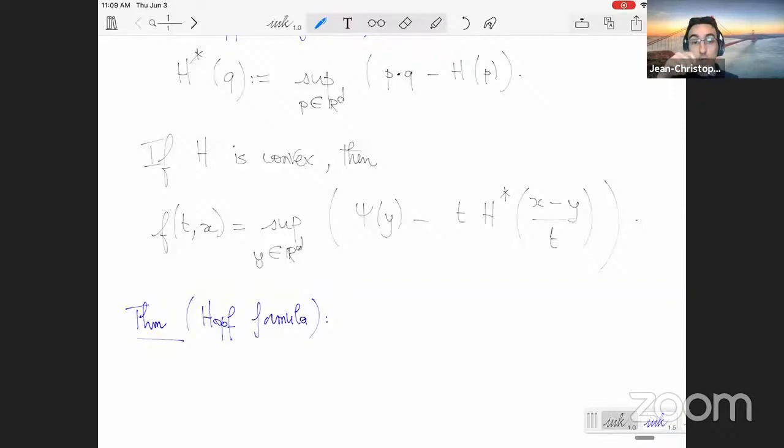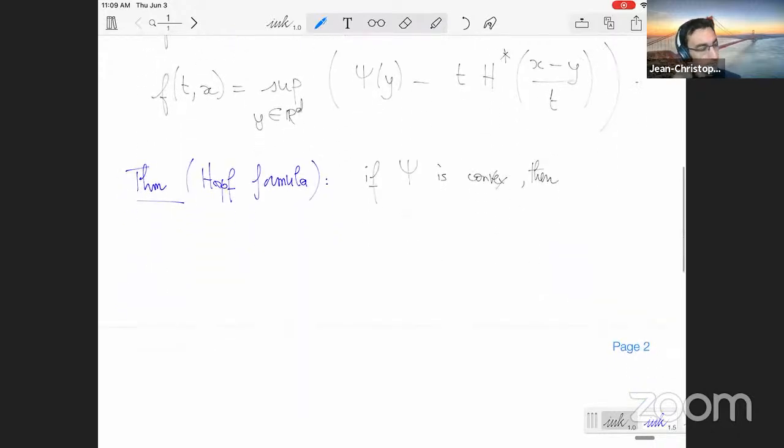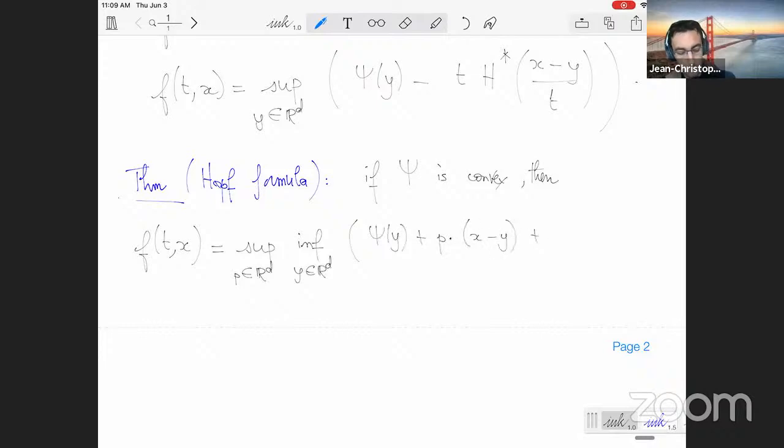So this one is under the assumption that the initial condition is convex, but not necessarily the H. So if psi is convex, then we have the following representation. I'm going to write it like this: f of t, x equals the supremum over p, and then the inf over y of psi of y plus p dot x minus y plus t h of p. Okay, so that's the second statement.